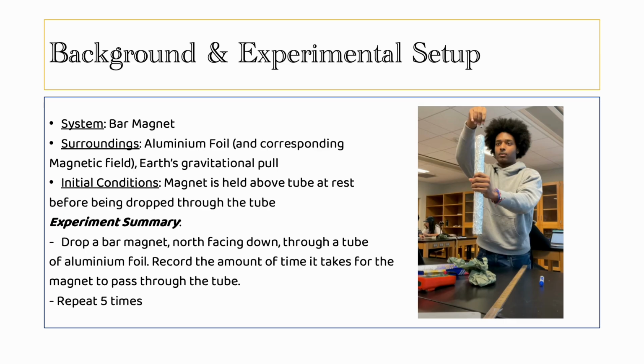Background and experimental setup. The system was a bar magnet, and the surroundings were an aluminum foil tube, the corresponding magnetic field that comes from it, and Earth's gravitational pull. The initial condition is that the magnet is held above the tube at rest before being dropped through the tube. A summary of the experiment is that you drop the bar magnet, north side facing down, through a tube of aluminum foil and record the amount of time it takes for the magnet to pass through the tube, and you repeat this 5 times.